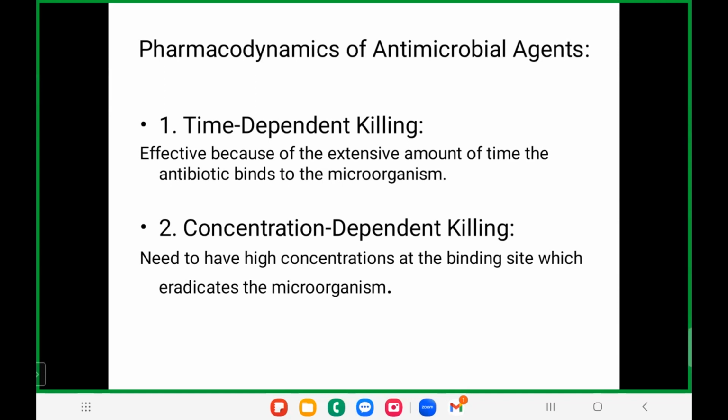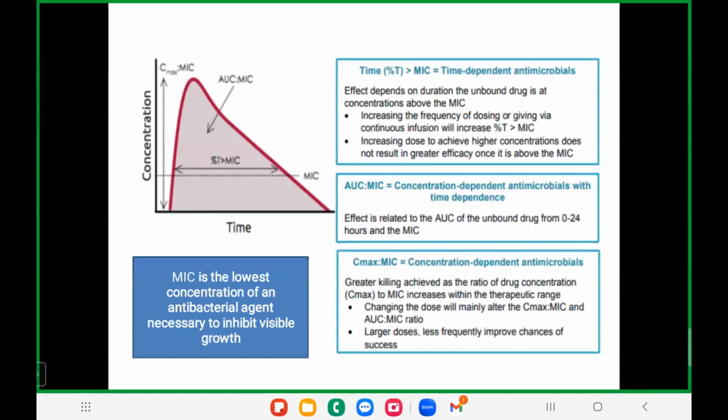So we'll see an example. In this graph, you can see the x-axis is the time, and the y-axis is the concentration. And you have a dotted line which is called MIC. Any concentration above this MIC will induce killing. Anything below that will be useless for us. So the first group of drugs is time-dependent. In time-dependent drugs, what you need to see is how much time the concentration is above the MIC.